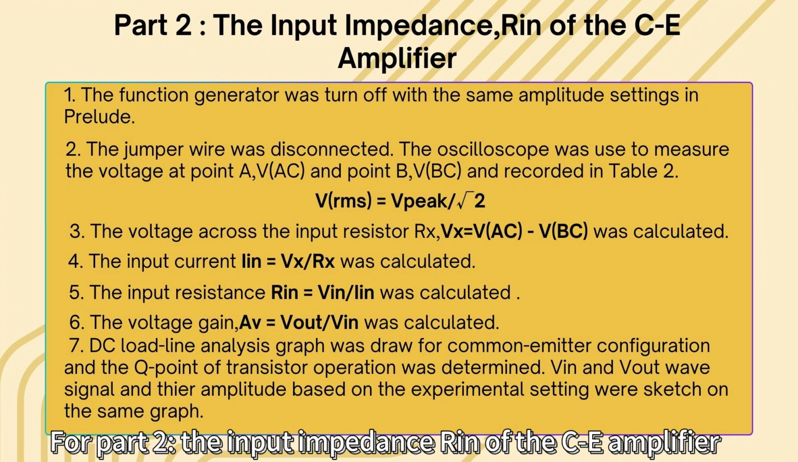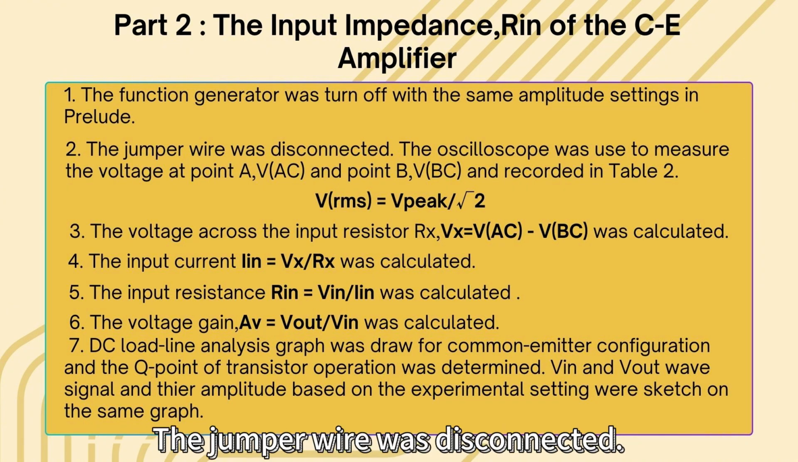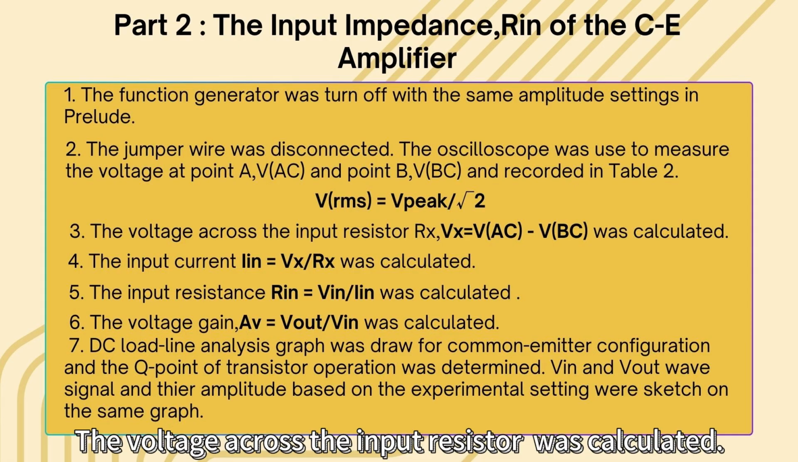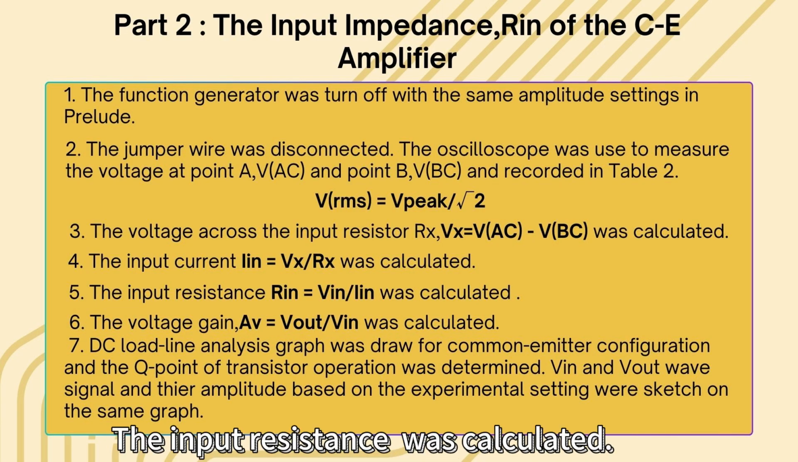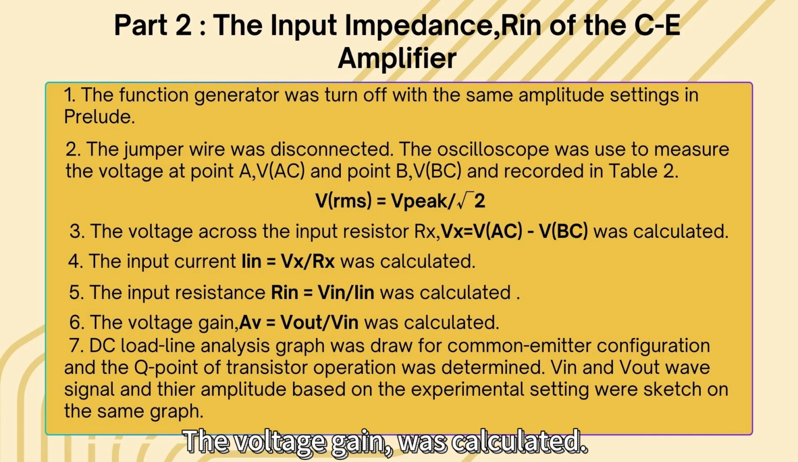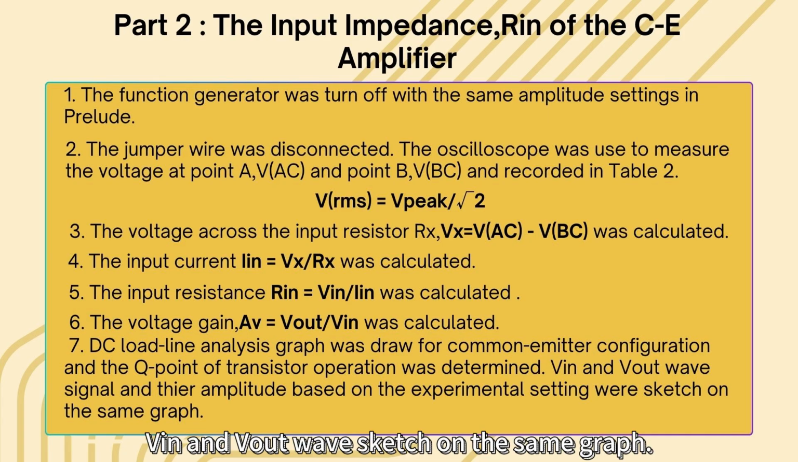Part 2, the input impedance Rin of the CE amplifier. First, the function generator was turned off. Second, the jumper wire was disconnected. Third, the voltage across the input resistor was calculated. Fourth, the input current was calculated. Fifth, the input resistance was calculated. Sixth, the voltage was calculated. 7. Vin and Vout were sketched in the same graph.